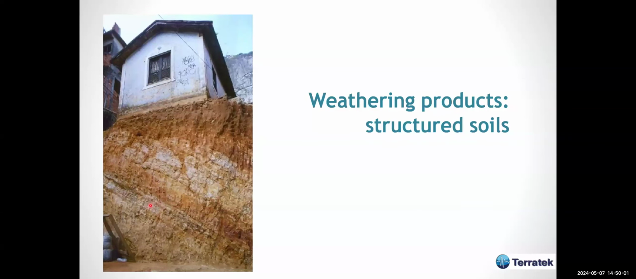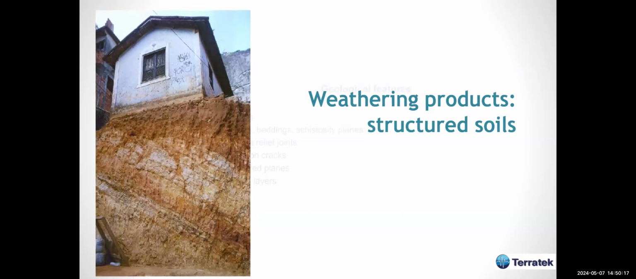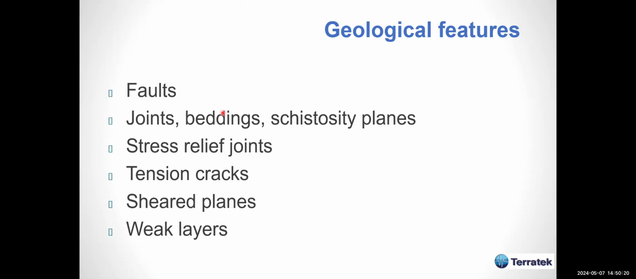Yeah, all this part here is very structured soil, so it has preferences in terms of landslip failure, which should be inclined like that. And this doesn't have any more because these are more mature residual soil. Okay, so geological features are faults, joints, bedding, schistosity planes, stress relief joints, tension cracks, sheared planes, and weak layers.